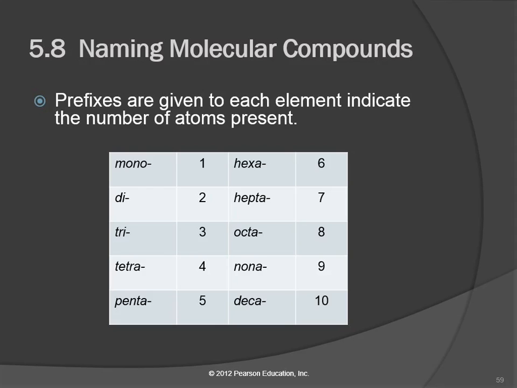Tetra means 4. Penta is 5, like a pentagon has 5 sides. A hexagon has 6 sides. Hepta is weird, that's 7. And there's octa for 8, nona for 9, and deca for 10.